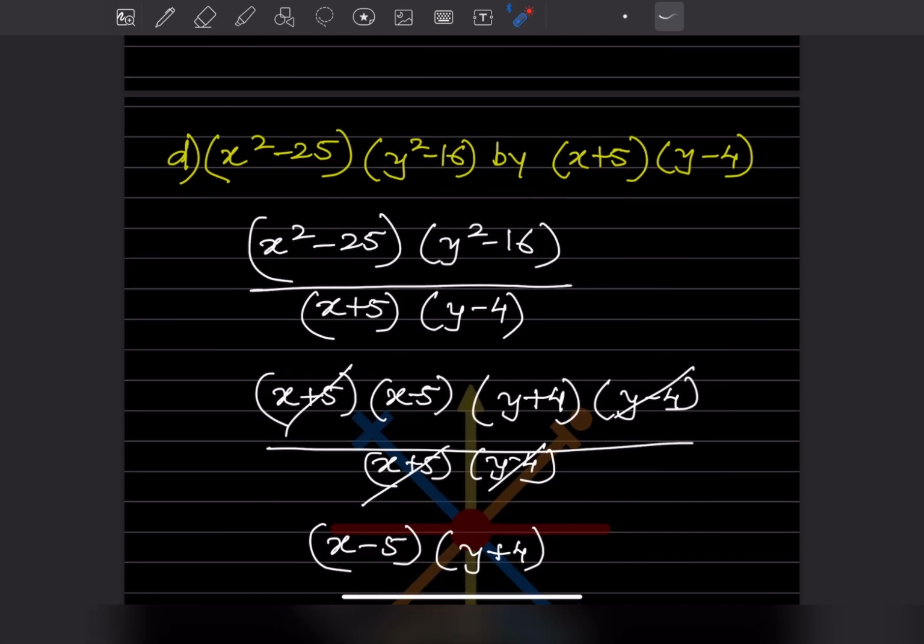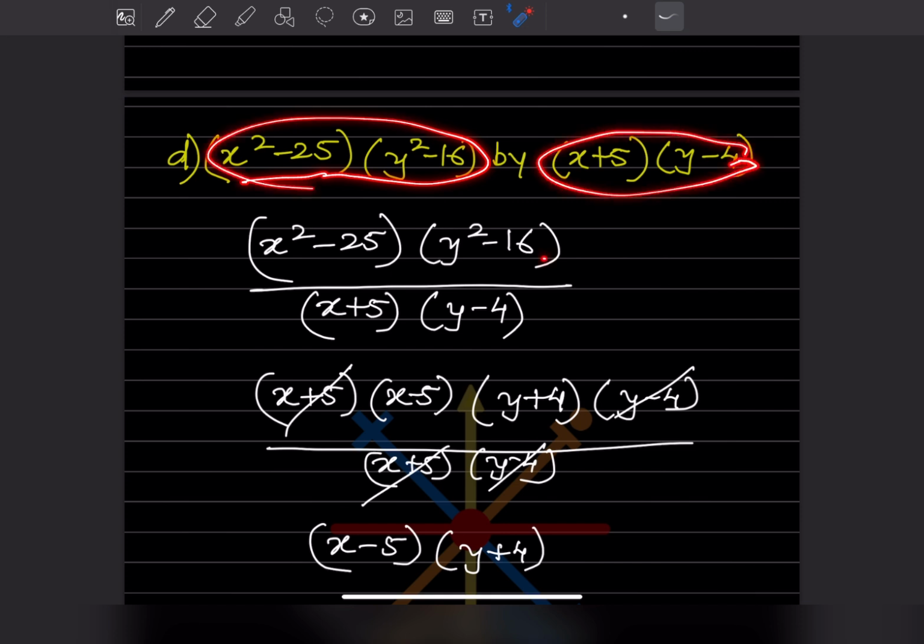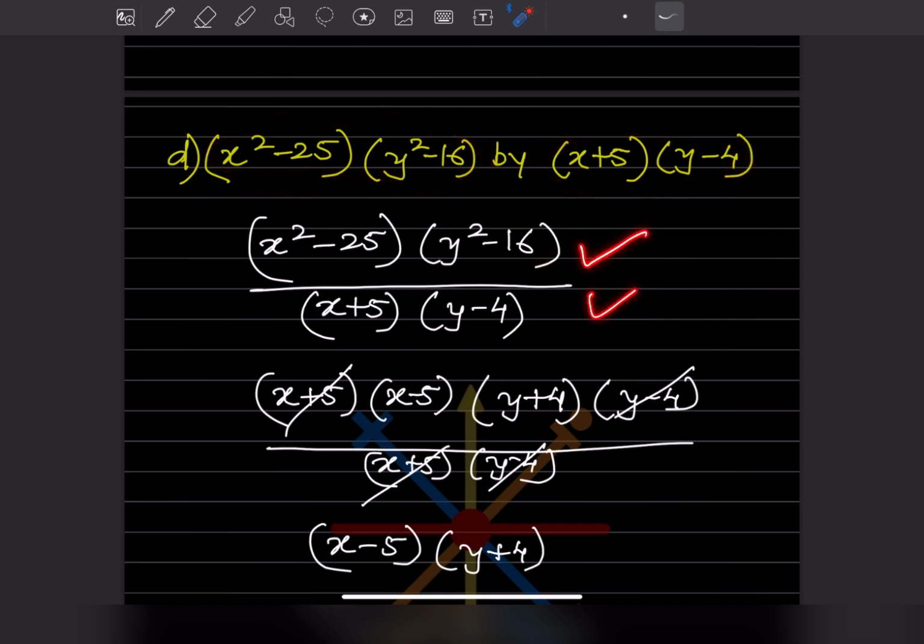Now here we have to divide this one by this, so the same thing is written here. What you can see is this is in the form of a square minus b square, because this is 5 square. And again here also it is in the form of a square minus b square, so this is going to be 4 square. a square minus b square means a plus b and a minus b. So what is a here? This will be x square, and this is going to be 5 square.